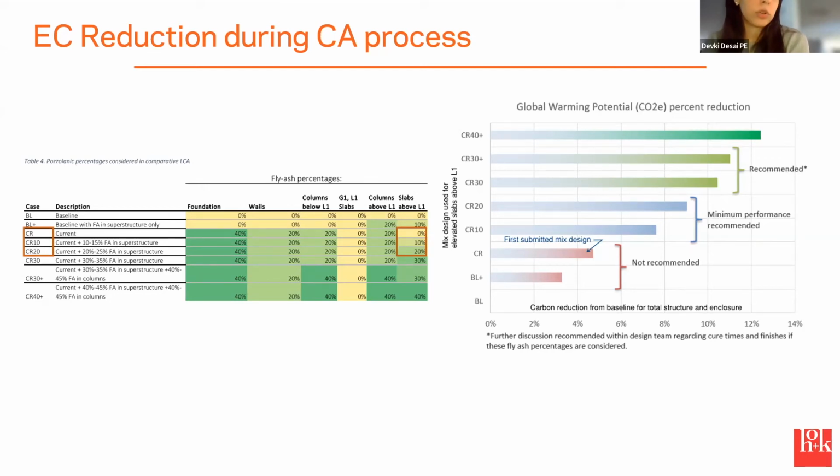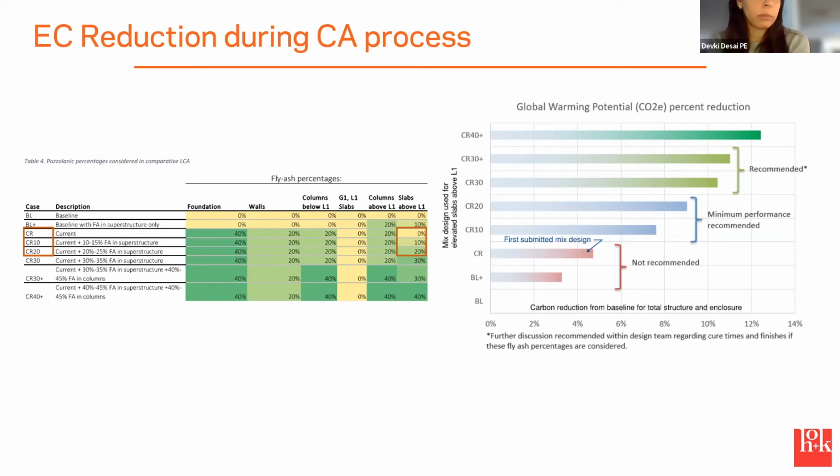So this just shows going from, for example, 0 fly ash in the superstructure and 40% fly ash replacement in the foundation to 30% in the superstructure. That alone can get us almost a 10% reduction in global warming potential of the whole project. And this was a very large project. It was a large S&T, a lab facility for a university. So that's a really big number when you consider the total carbon expenditure of the entire project.